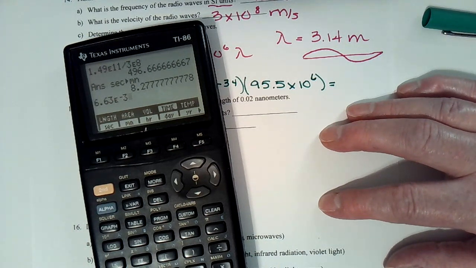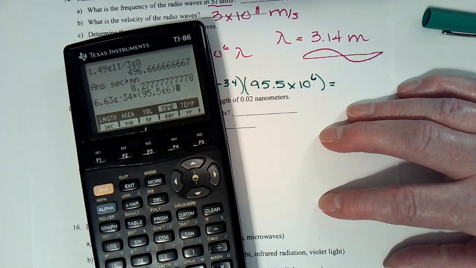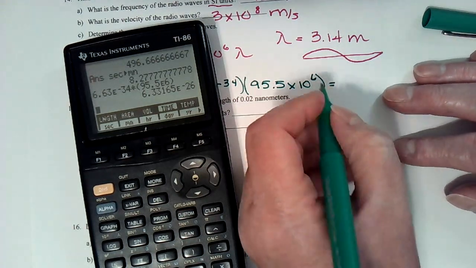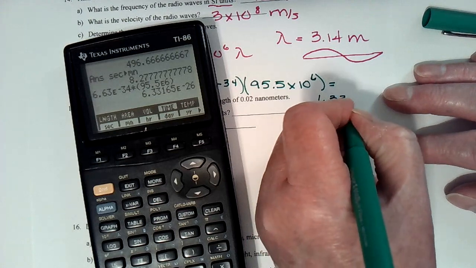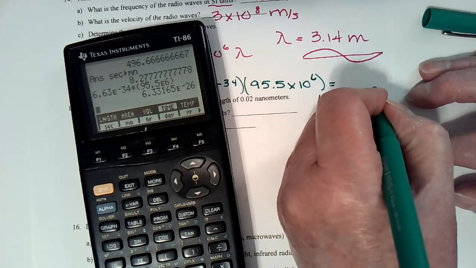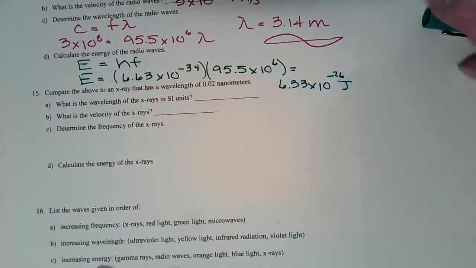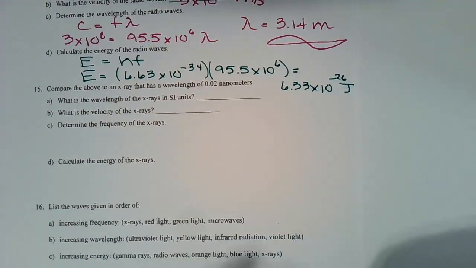6.63 to the negative 34 times 95.5 to the 6. And for a radio station wave, how many joules do I get? Not very many. 6.33 times 10 to the negative 26 joules. That's not a lot of energy. So, I'm not really worried that that radio station is going to kill me as I walk down the street.